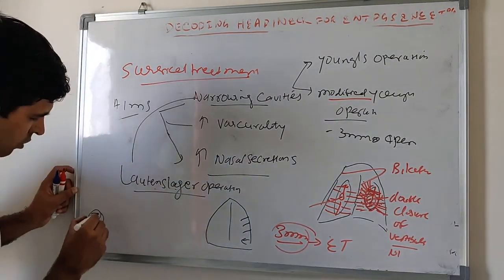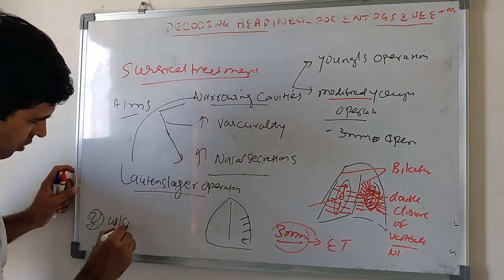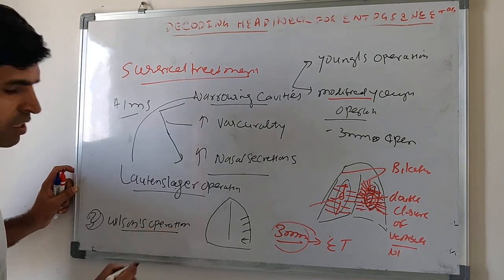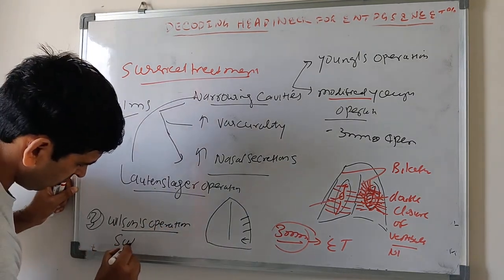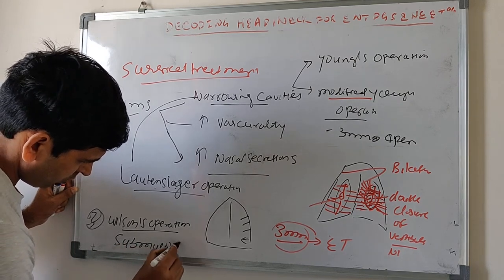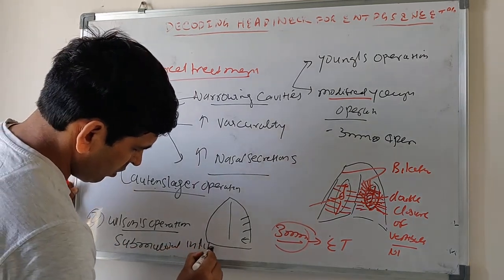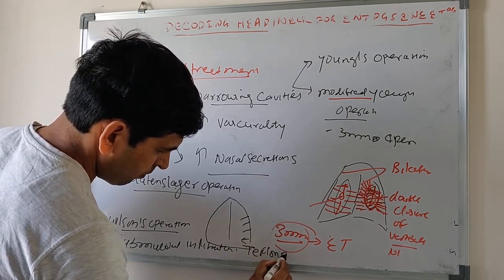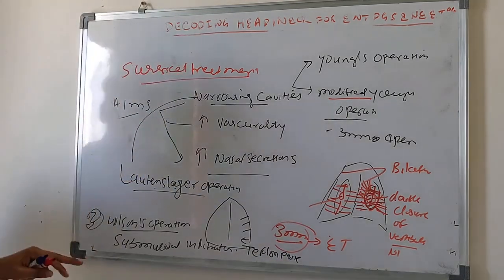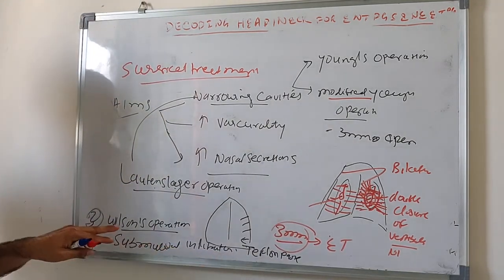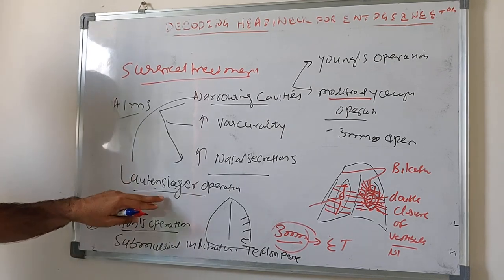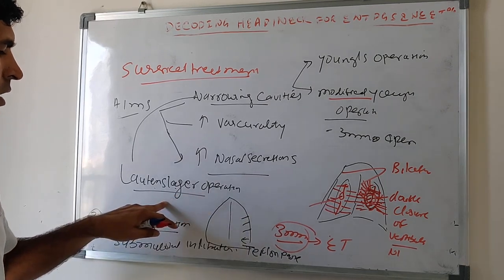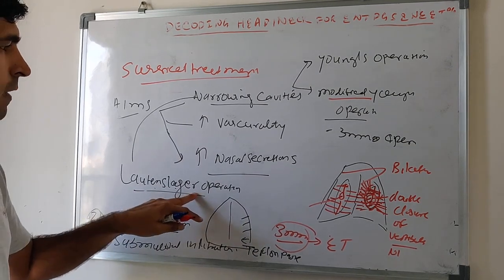You may have Wilson's operation. In Wilson's operation, you do submucosal infiltration of Teflon paste. This submucosal infiltration of Teflon paste is called Wilson's operation. In the Lautenslager operation, you shift the lateral wall medially by fracturing it.